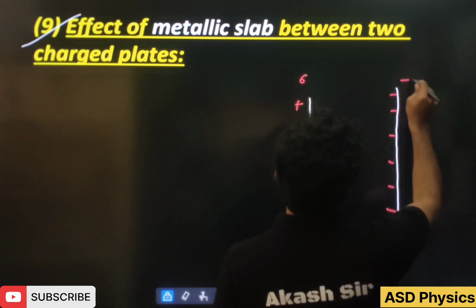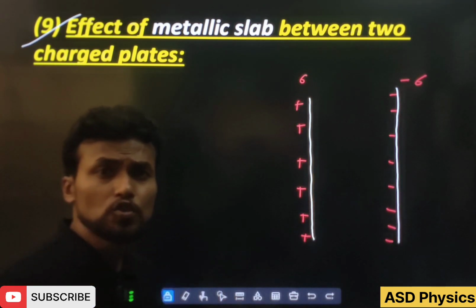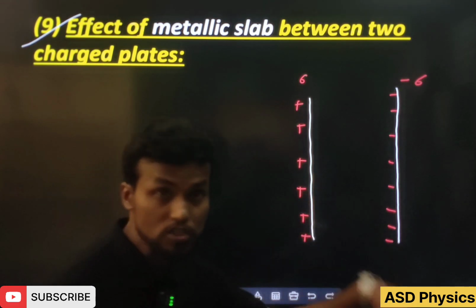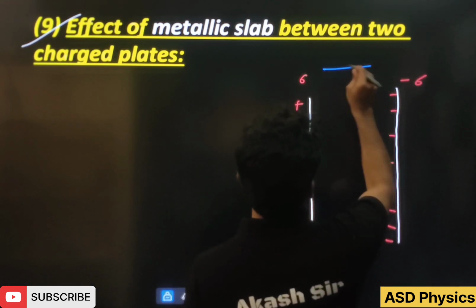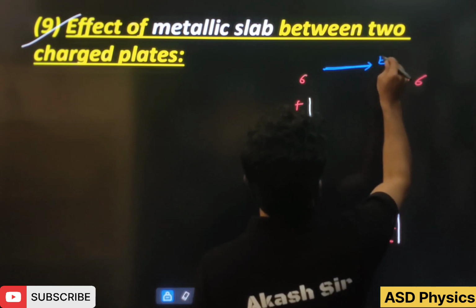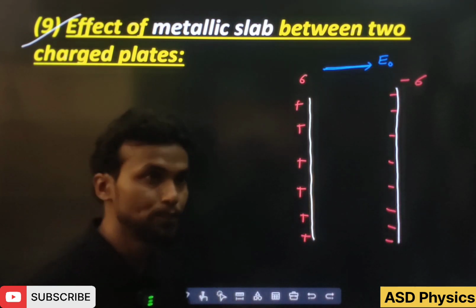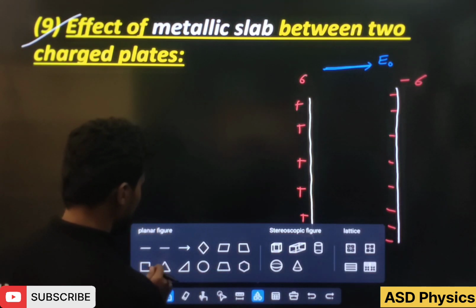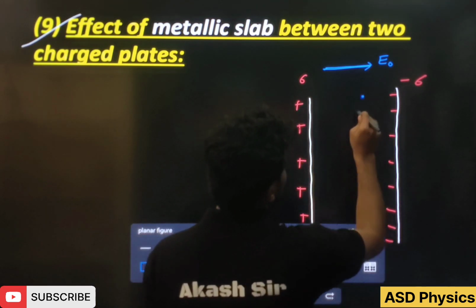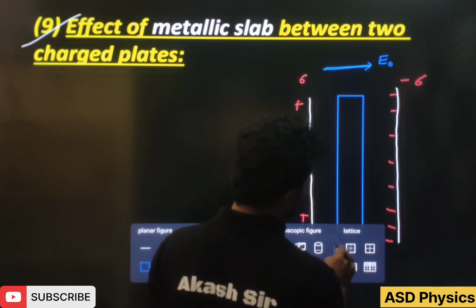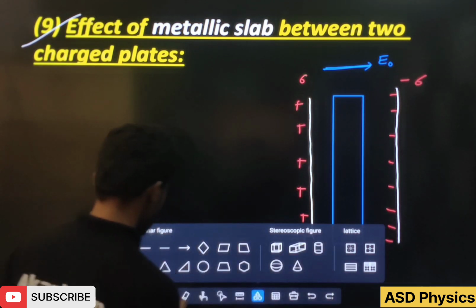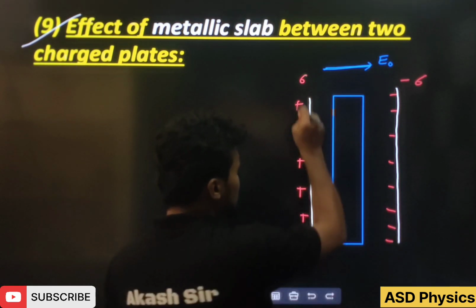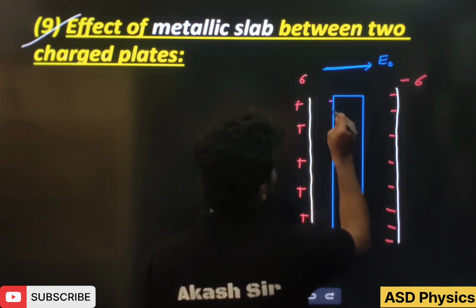You know the electric field will be in which direction? Always positive to negative. That means this is the external electric field, which I have written here as E0, in this direction. Now here I am going to take one metallic slab. You know very well, the moment I take a metallic slab here, what will happen? The positive plate will attract the electrons.